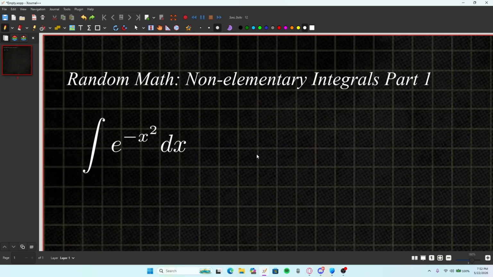And so what we're going to be doing in this video is solving for the integral, but in its infinite form. Like not just putting non-elementary, we can't do it. We're going to actually solve for the integral of e to the negative x squared dx using summation notation.